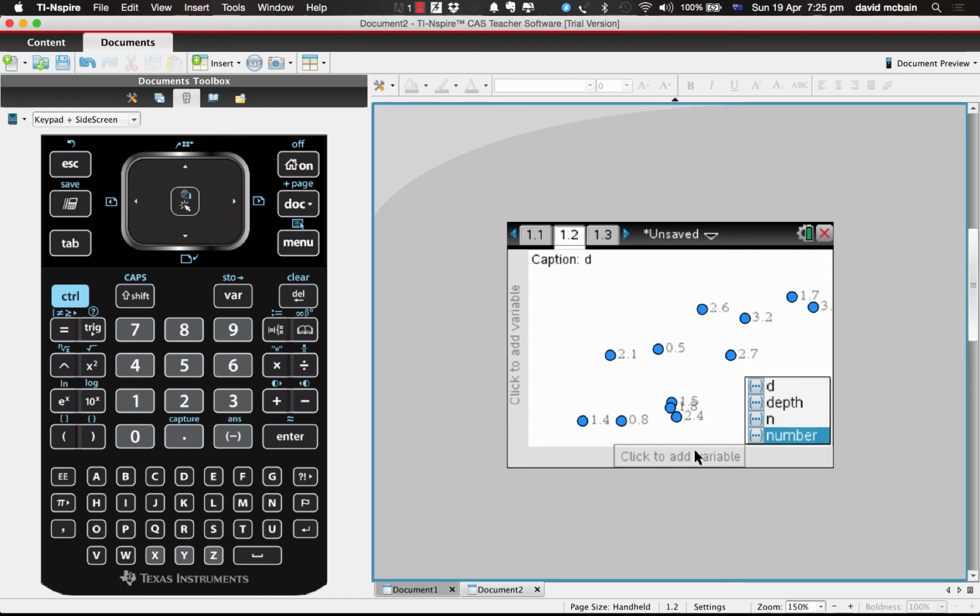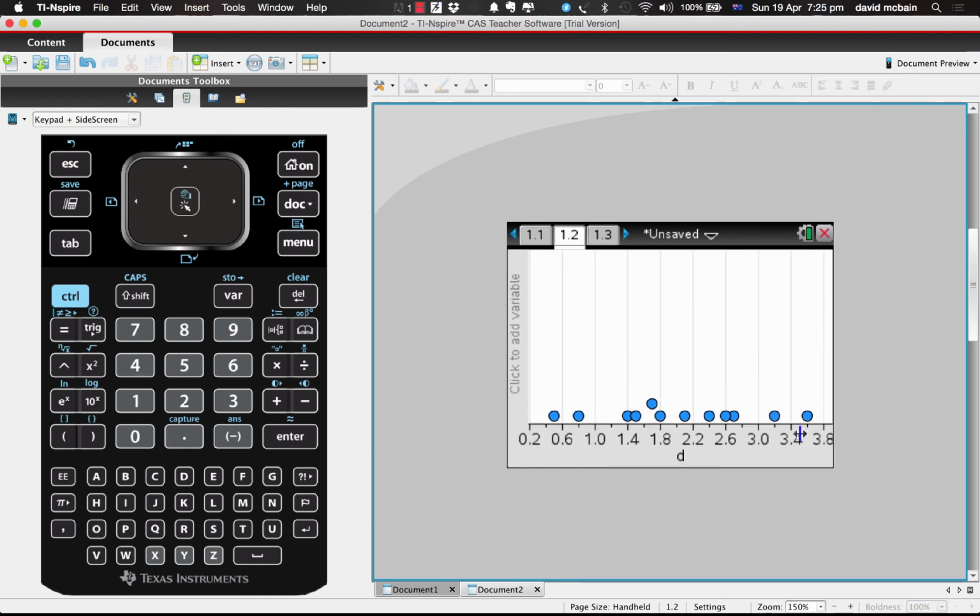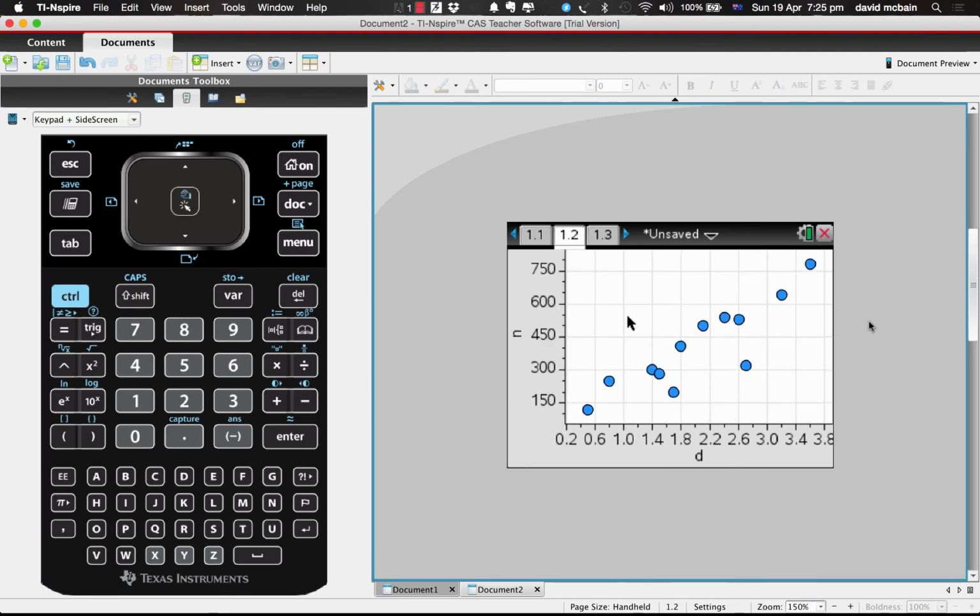Now, remember the x-axis is the depth of snow. We'll go D for depth. And there is the data arranged according to depth of snow. If we now click over on the vertical axis and ask what variable we want, the number of skiers, that will then arrange it. So there's our scatter plot.